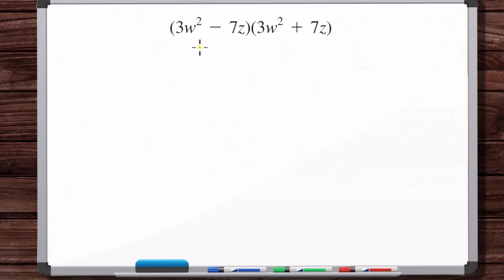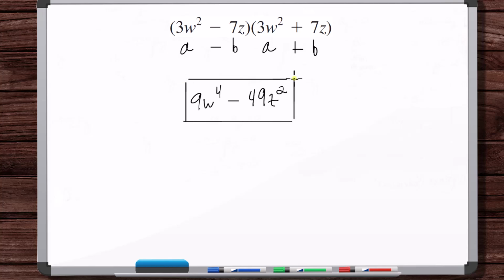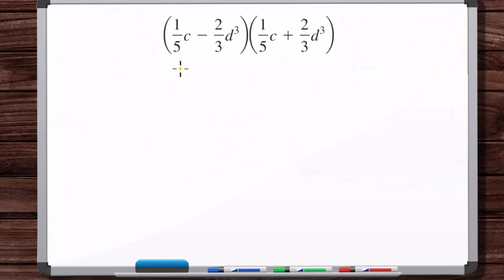Okay, here we can see we've got these two conjugates, a minus b, a plus b. So what's a squared? That's going to be 9w to the fourth. What's b squared? That's going to be 49z squared. Okay, once again, you can see we're multiplying two conjugates. So what's a squared? That's 1 over 25c squared. What's b squared? That's going to be 4 over 9 d to the sixth.